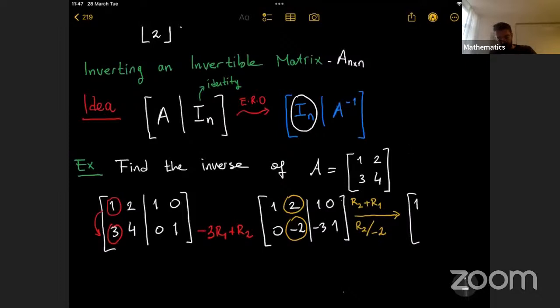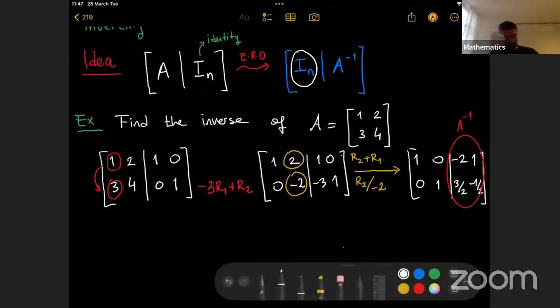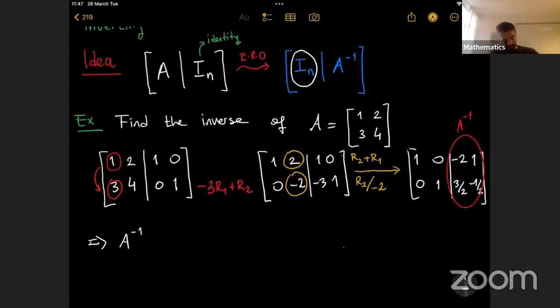So that's basically 1, 0, minus 2, 1 in the first row. And this is going to be 0, 1, 3 half, minus 1 half. This will get you the inverse. So this part is now the inverse of A. So A inverse is minus 2, 1, 3 half, minus 1 over 2.